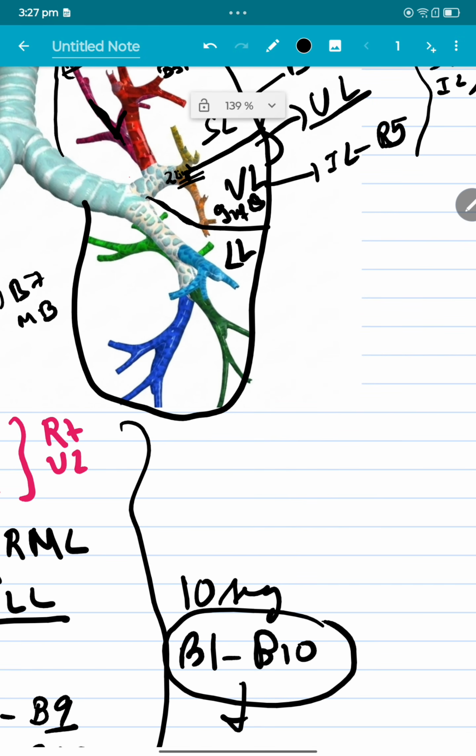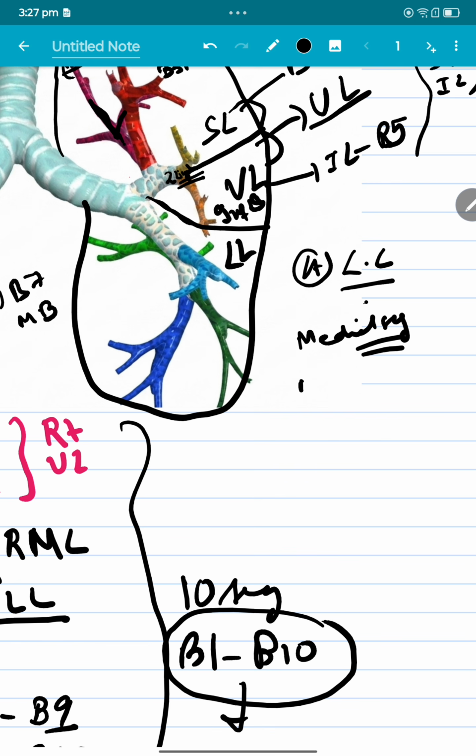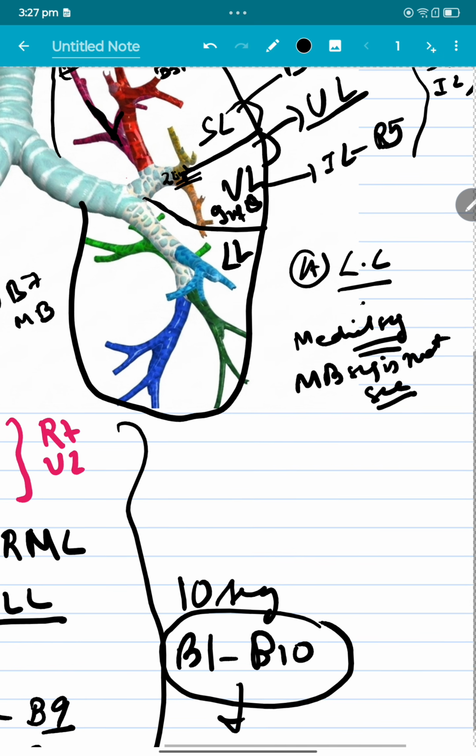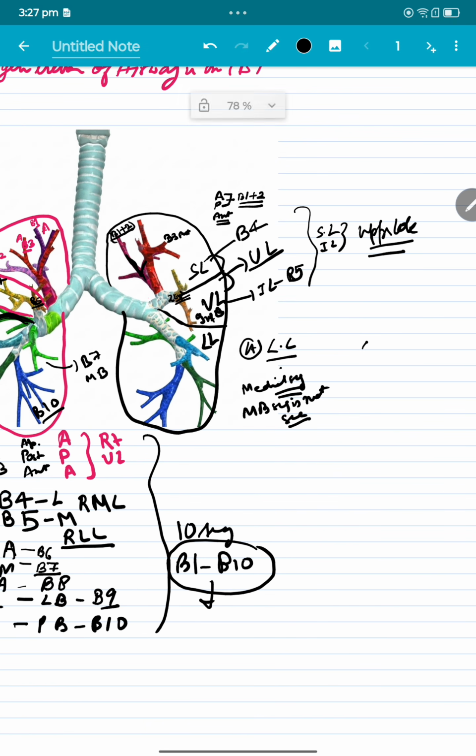Then similarly, in the left lower lobe, the medial segment or medial basal segment is not there. So you have A, L, P. The N for medial, this medial segment, is not there.